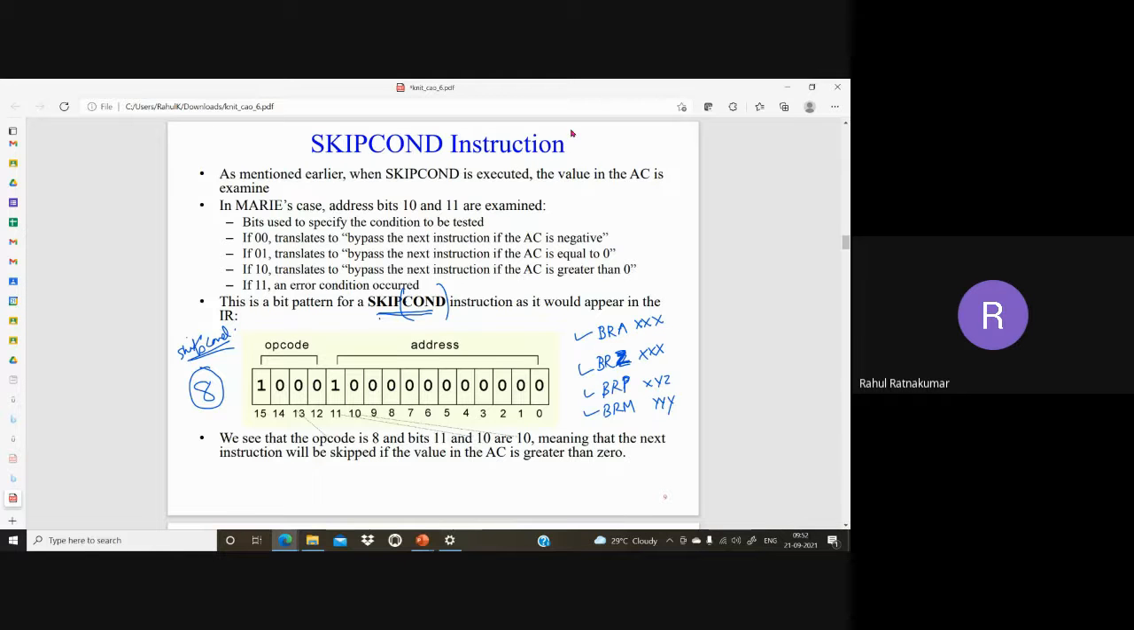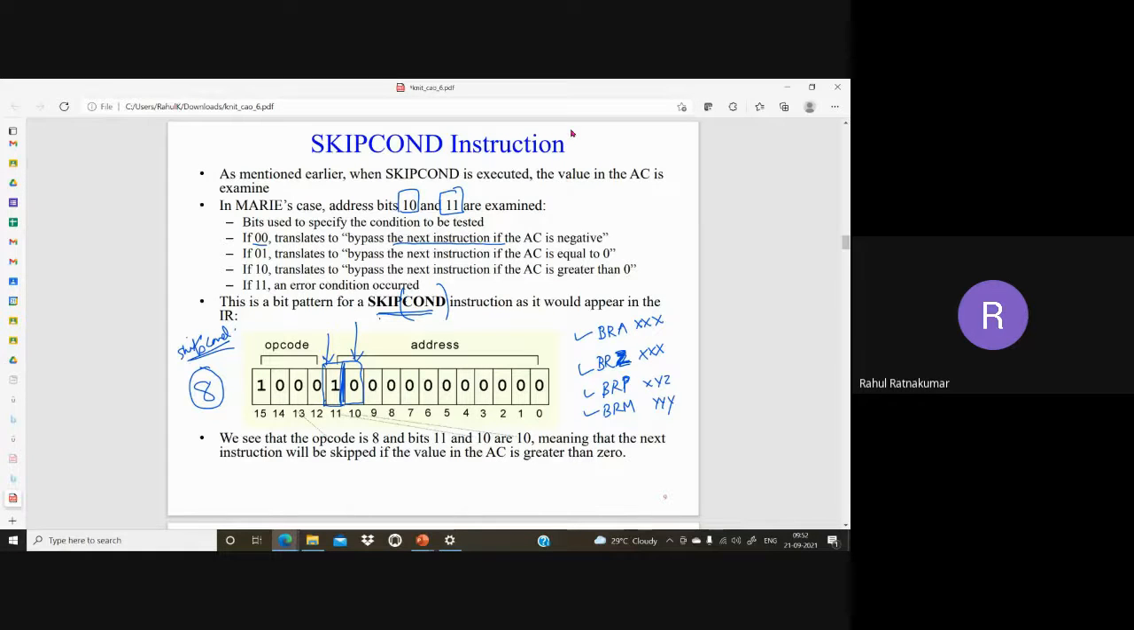Whenever I give this instruction, you can see the MARIE control unit will be checking bits 10 and 11 of the instruction. Bits 15, 14, 13, 12 are used for the instruction, that's the opcode. Whenever it sees that skip con is there, that 8 is in the opcode, it will be checking the 11th and 10th bits. This is the 11th bit, this is the 10th bit. Based on those conditions, it has different ways of activating. What is it checking?